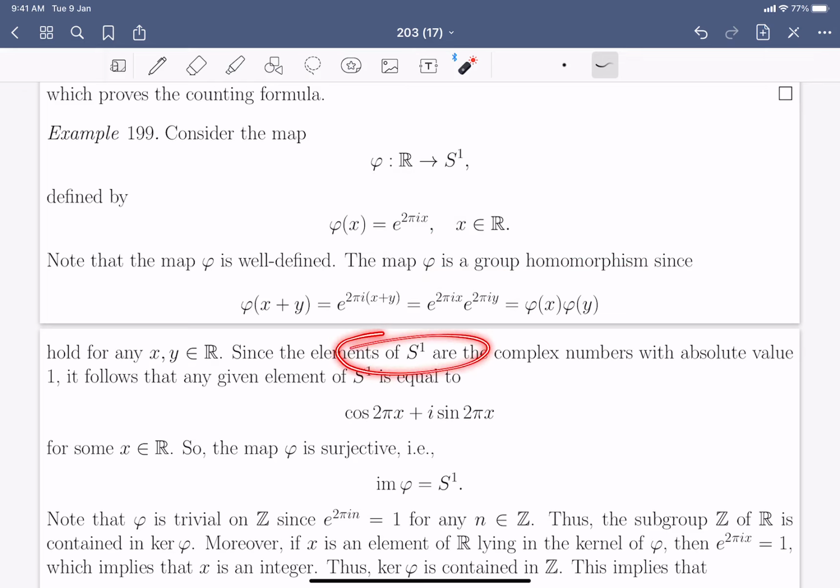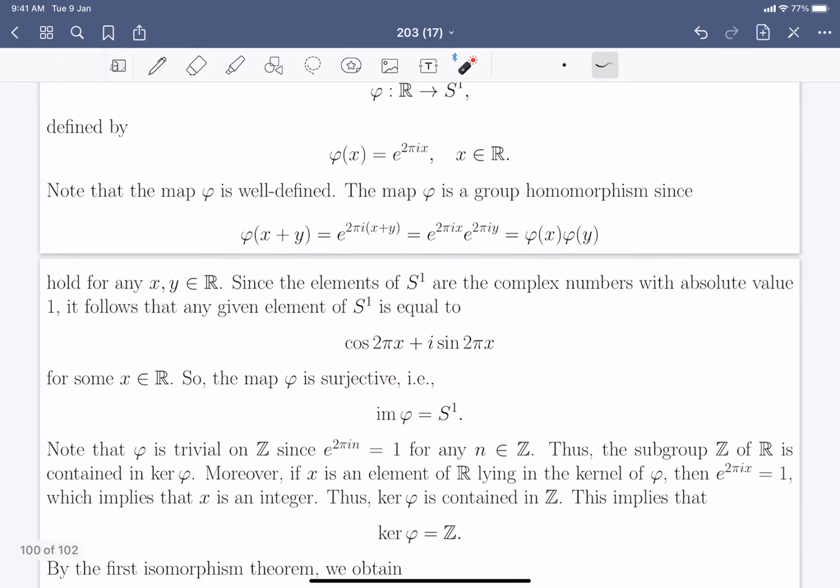Now elements of S1 can be expressed in this form, cos 2 pi x plus i sin 2 pi x, for some real x. So the group homomorphism that we have been discussing is surjective. In other words, the image of phi has to be equal to S1. And now it is easy to see that phi is trivial on Z. If you take z to be an integer, then this turns out to be 1. So it follows that the subgroup Z of R is contained in this kernel.